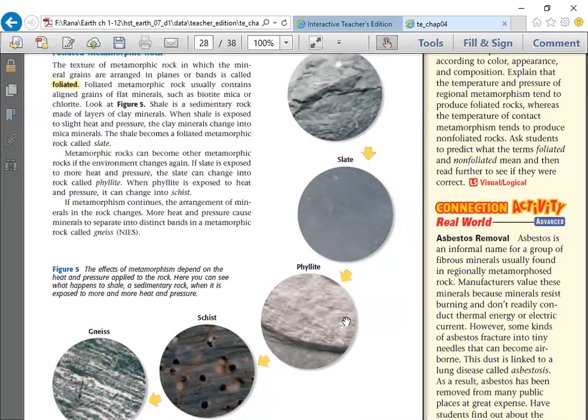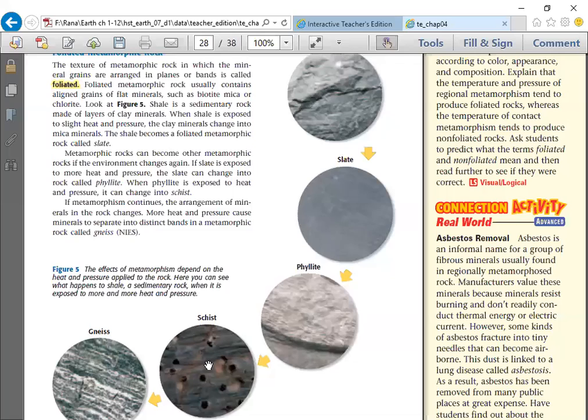If metamorphism continues, the arrangement of minerals in the rock changes. More heat and pressure cause minerals to separate into distinct bands into a metamorphic rock called gneiss.